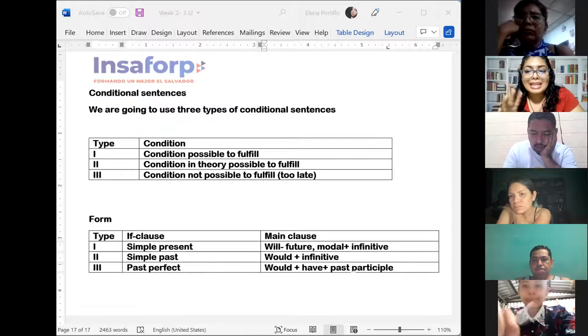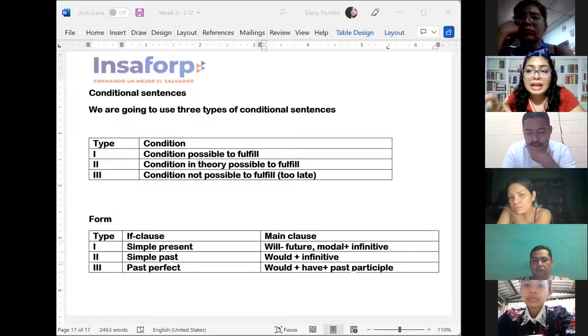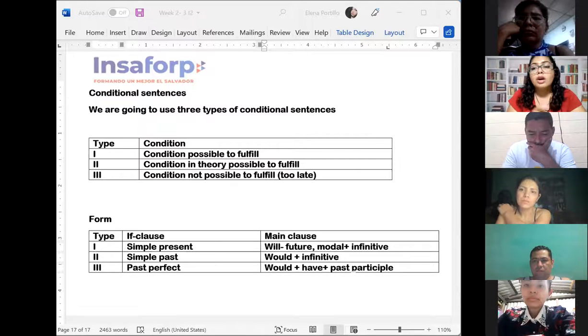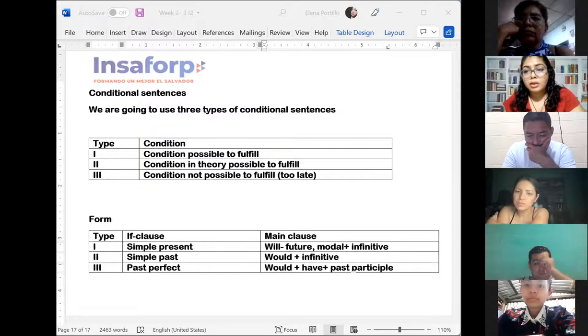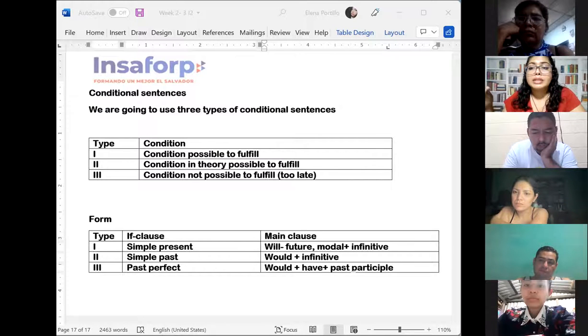Algo que necesitamos tener en cuenta, estas oraciones se crean a partir de dos oraciones que van a trabajar juntas. La cláusula que lleva el if, por eso se llama if clause, y la main clause, que es la principal. En eso vamos a crear nuestra oración de dos partes. Siempre van a ir unidas en dos partes. La if clause va a llevar o simple present, o simple past, o past perfect. Ese va a ser el tense que vamos a utilizar con la if clause. Y con la main clause, vamos a utilizar will and future, modal plus infinitive. Luego vamos a utilizar el will plus infinitive or el will have past participle depending of the type of the sentence.